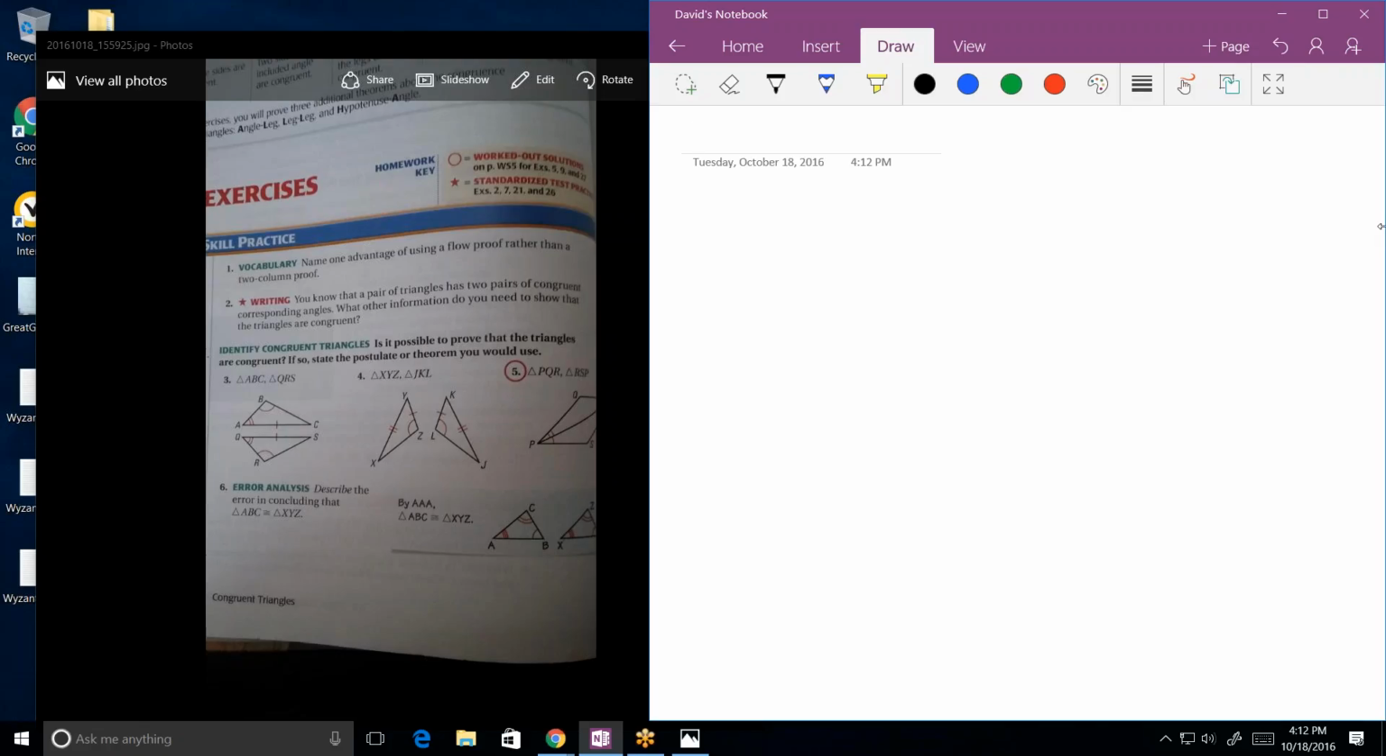Let me write this down. Those, we cannot infer those are congruent because they're not obtuse. Correct. However, it is obtuse. Oh yeah, no, you're right. Okay. Although they don't really say that it is.